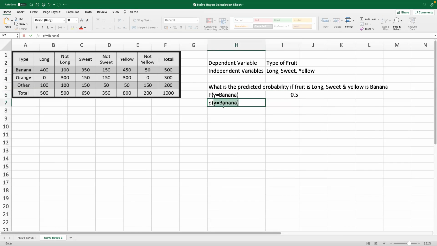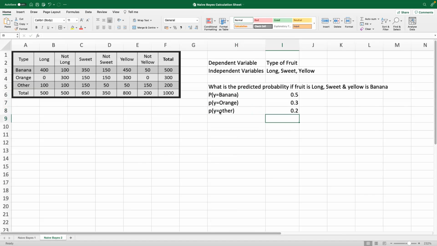Similarly, probability of y equal to orange. How many oranges are there? 300 divided by the total number of fruits, 1000. Probability of y being a fruit other than orange and banana is 200 by 1000. Cumulative probability is equal to 1.